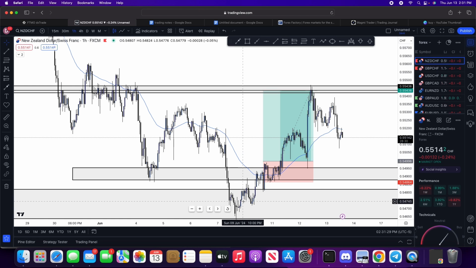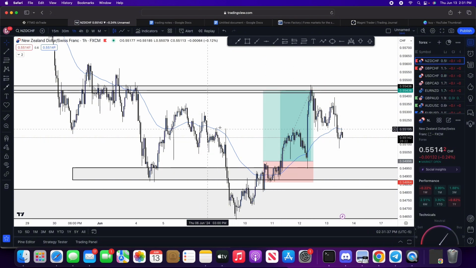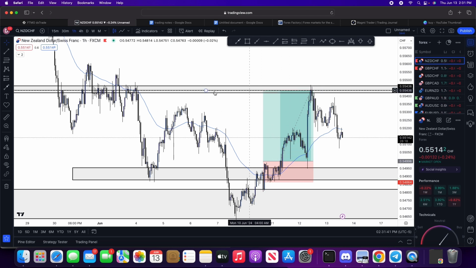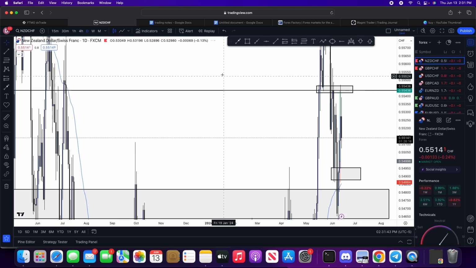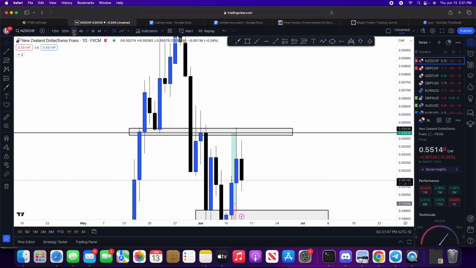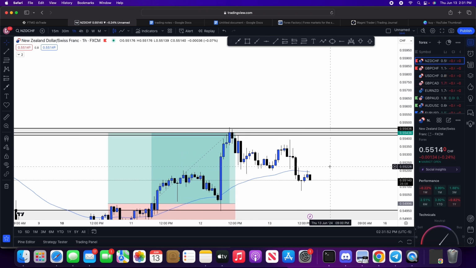Price came into that daily, weekly area of interest. The 1 hour started having that shift of structure back to the upside. We entered off that bullish engulfing. We have that 50 MA coming right underneath price. And the next target was at a daily area of interest where we've seen very strong reaction from. And what happened after we saw reaction from there? Price started shifting back down.